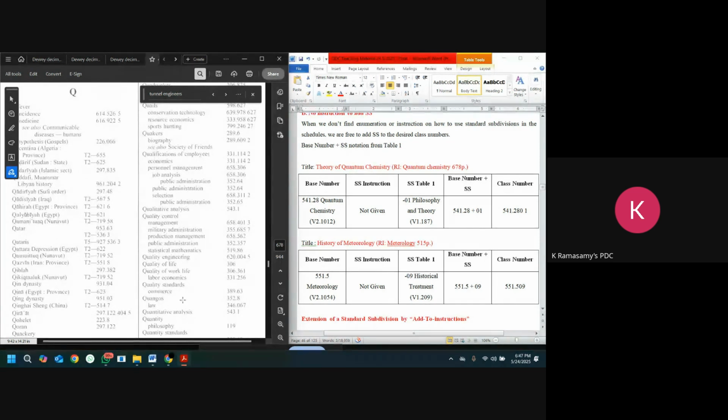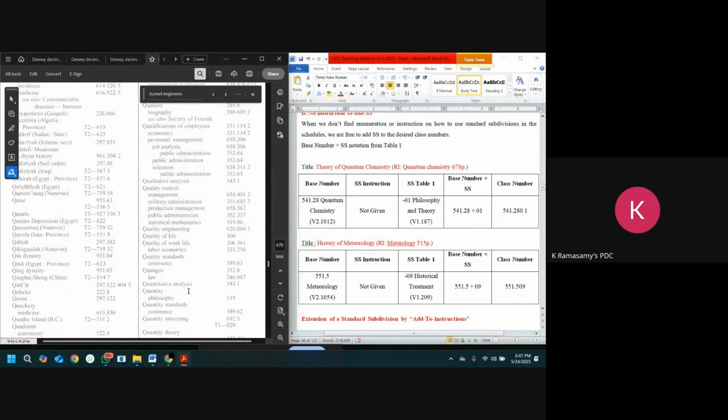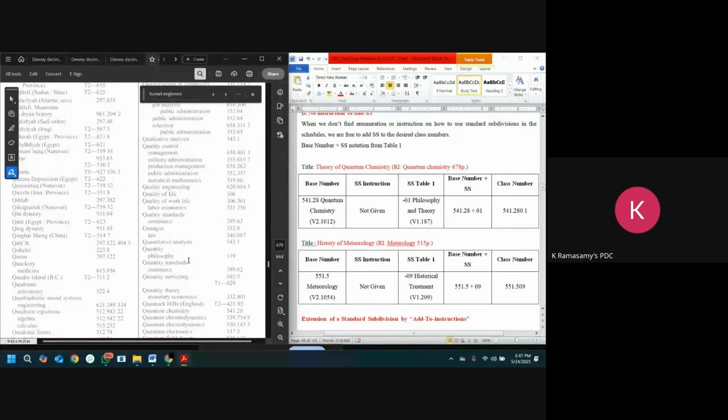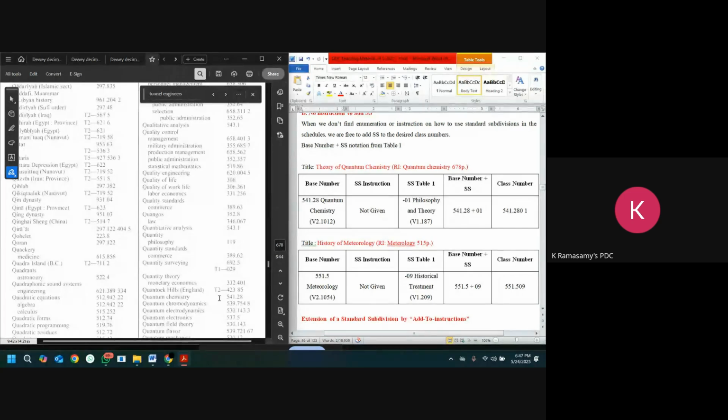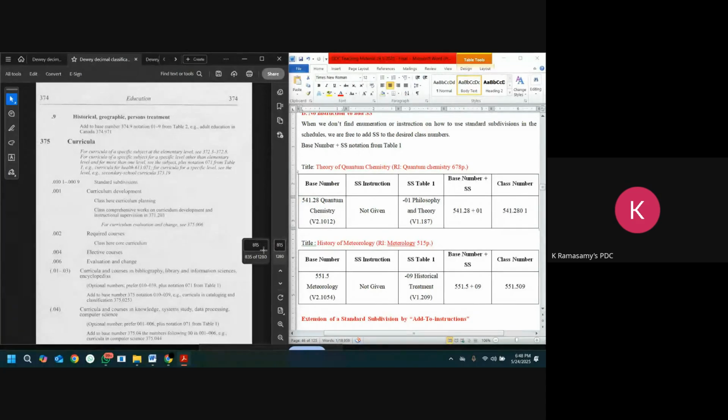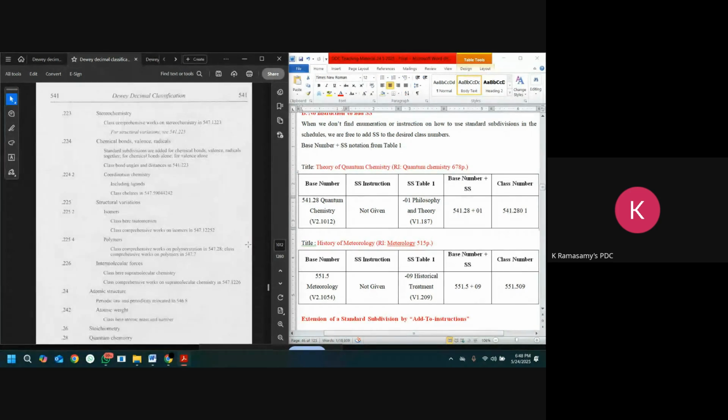I'm looking for the number for quantum chemistry. I look for quantum chemistry, and it is here, 541.28. I have taken down 541.28, which stands for quantum chemistry. What is the number for theory? Dash 01. 01 stands for philosophy and theory. Now I need to go to quantum chemistry and find out how many zeros I need to add.